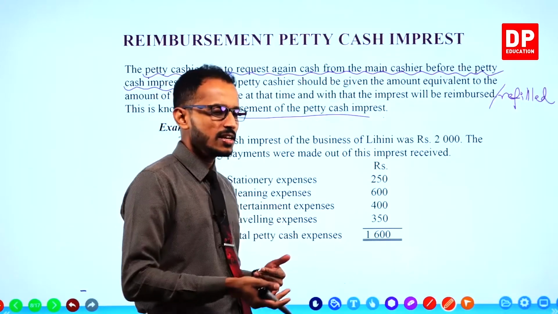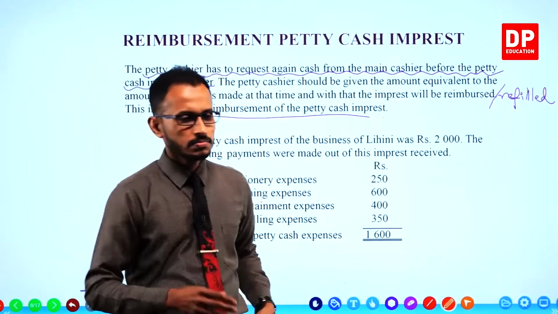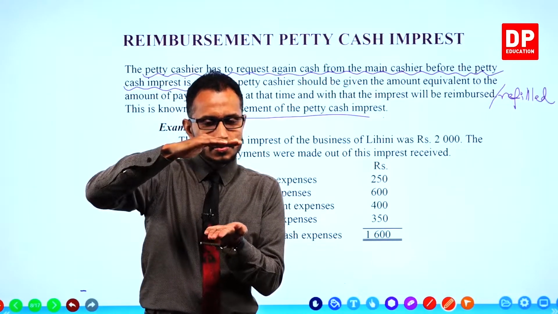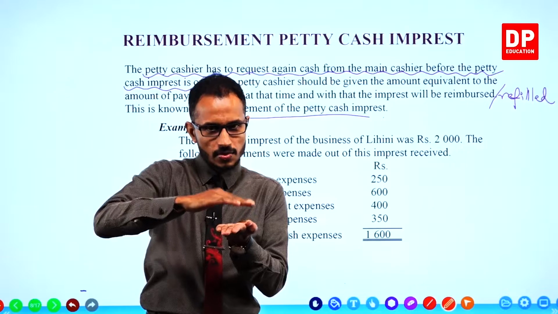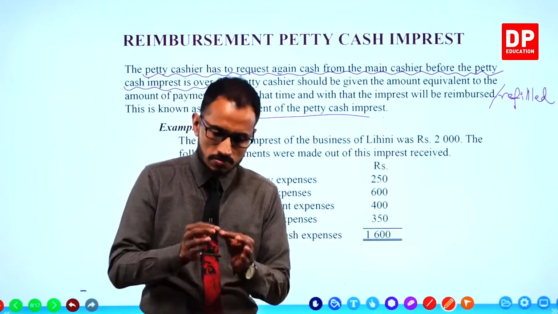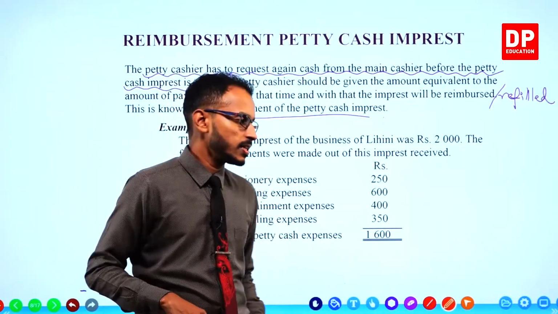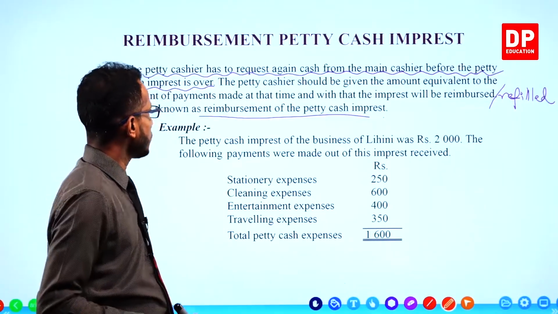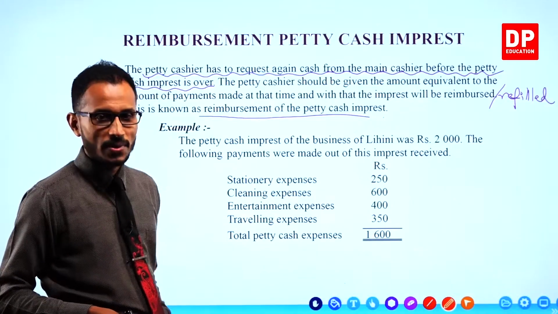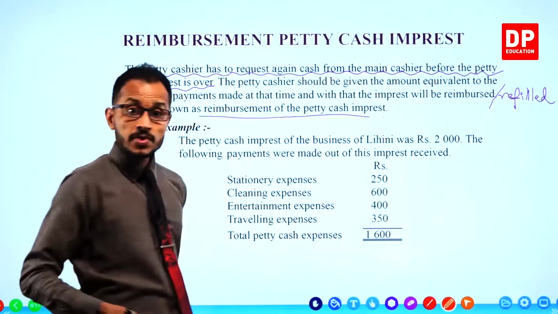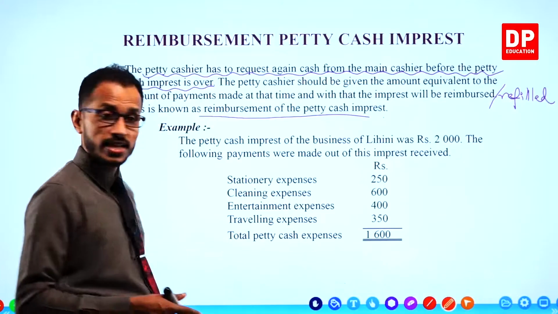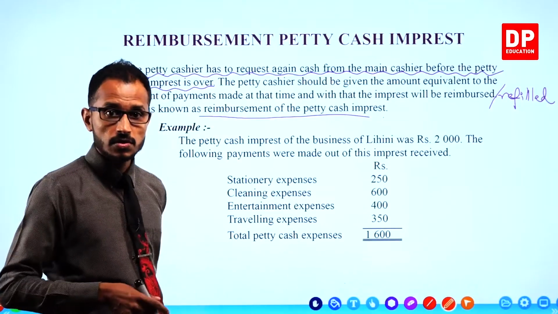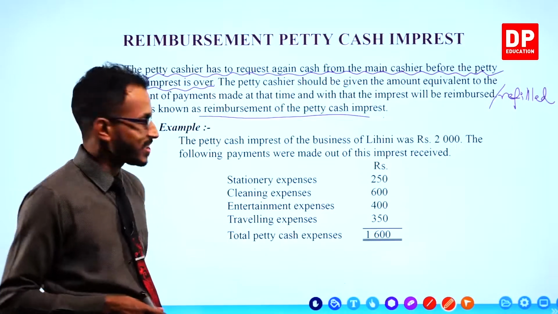It's like refilling something that was used gradually and decreased gradually with time at the end of the month. Refilling the imprest is called reimbursement of the petty cash imprest. Now we are down to the calculations, right? I know that you like calculations, so we'll go into a little bit of calculations.